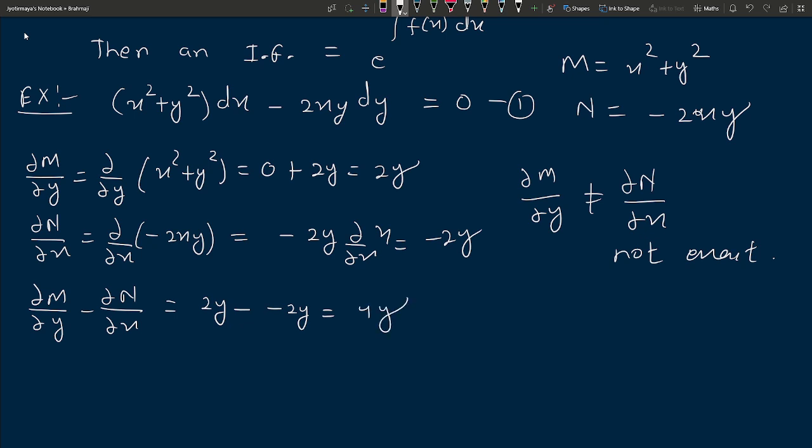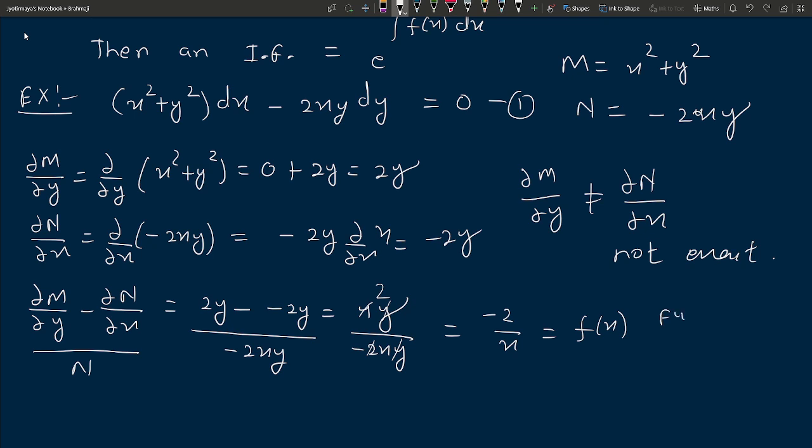Okay, now after getting the subtraction, you will divide this by N. What is N? N is minus 2xy. So divided by minus 2xy. Now see, y cancels, 4 by 2 is 2, so it is minus 2 by x. Now this is a function of x only.